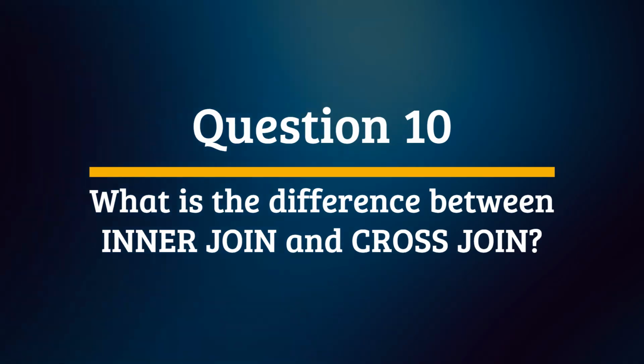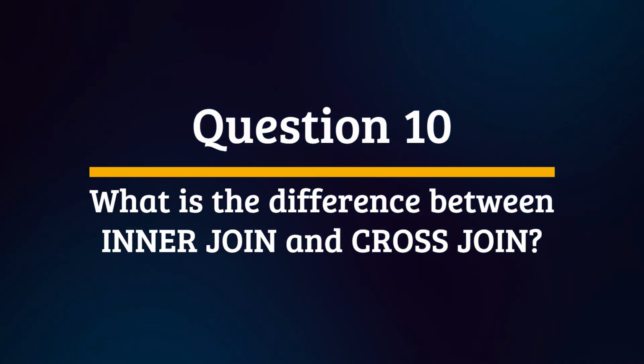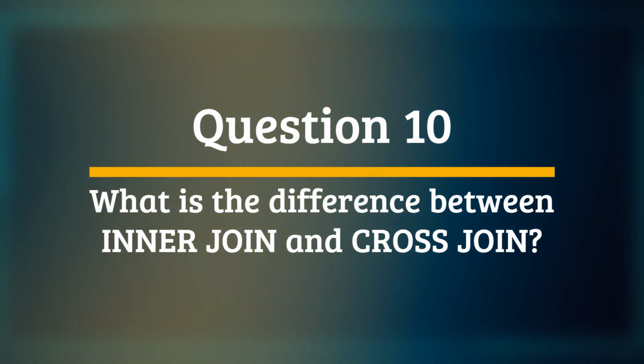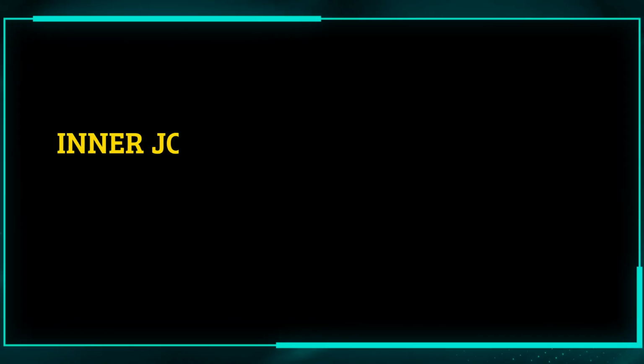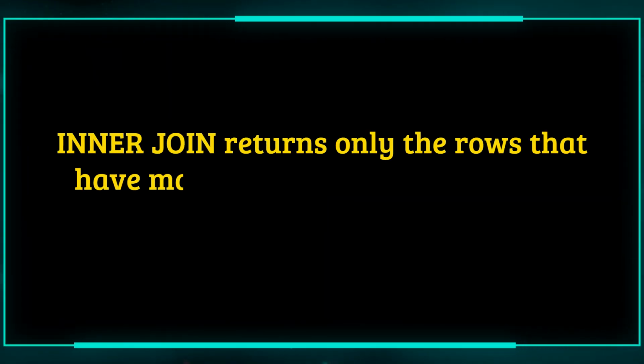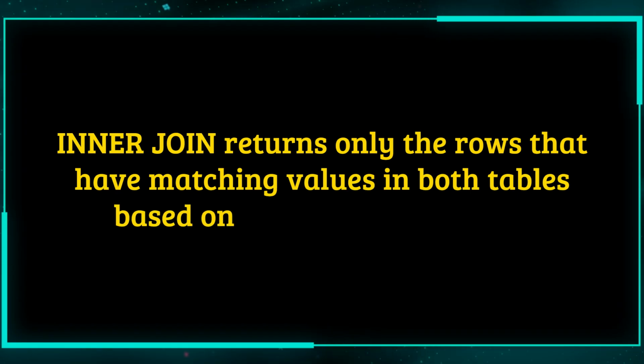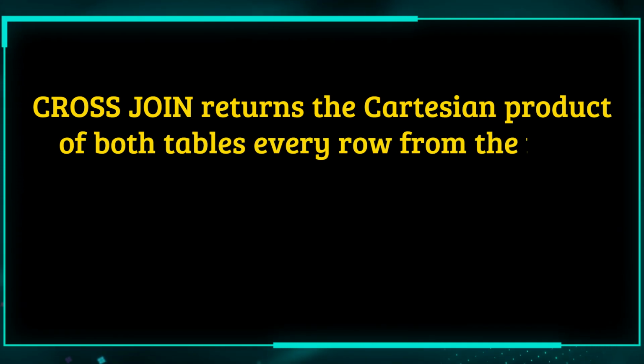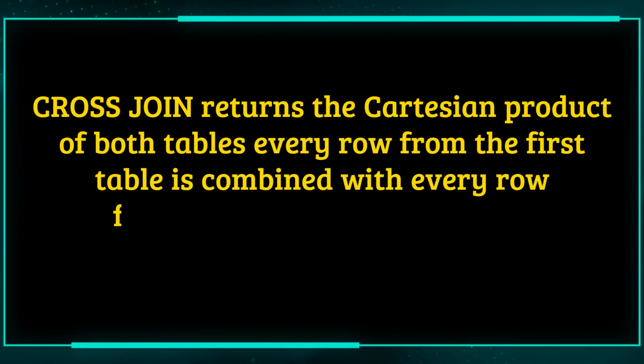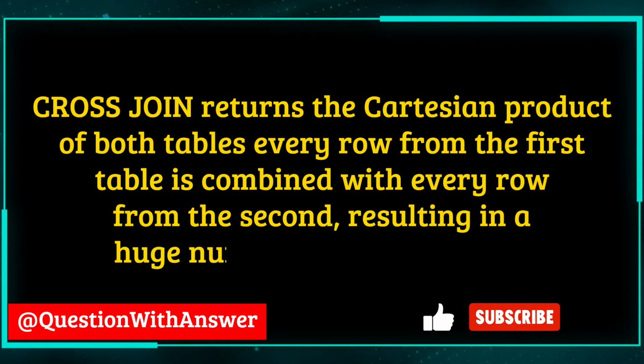Question 10. What is the difference between inner join and cross join? Answer. Inner join returns only the rows that have matching values in both tables based on a specified condition. Cross join returns the Cartesian product of both tables. Every row from the first table is combined with every row from the second, resulting in a huge number of combinations.